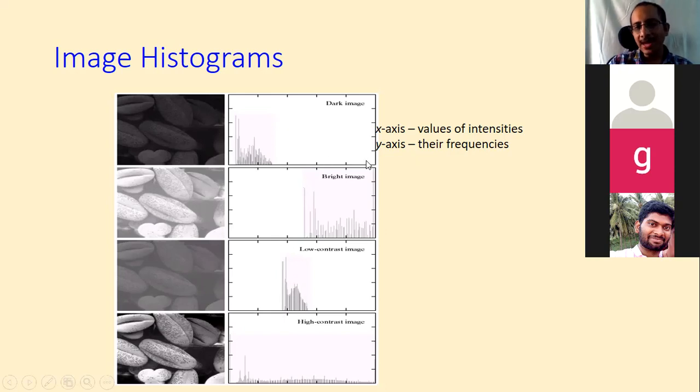If I map the intensities like that, having a uniform histogram, then what will happen? The intensity value previously here may be at 50; now after mapping, this may go to 0. Previously the intensity value here may be at 100; after mapping, it may go to 150. Here it may be at 150, it may go to 255.